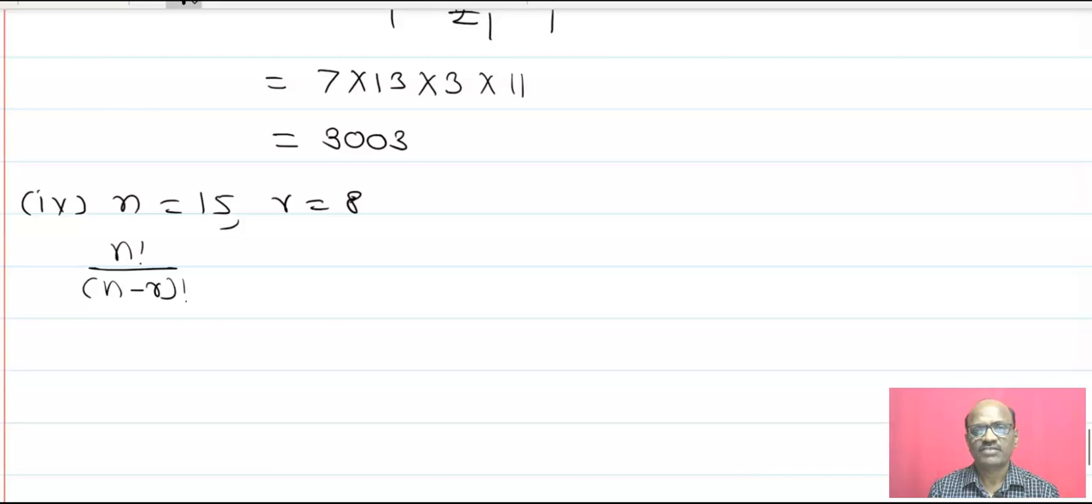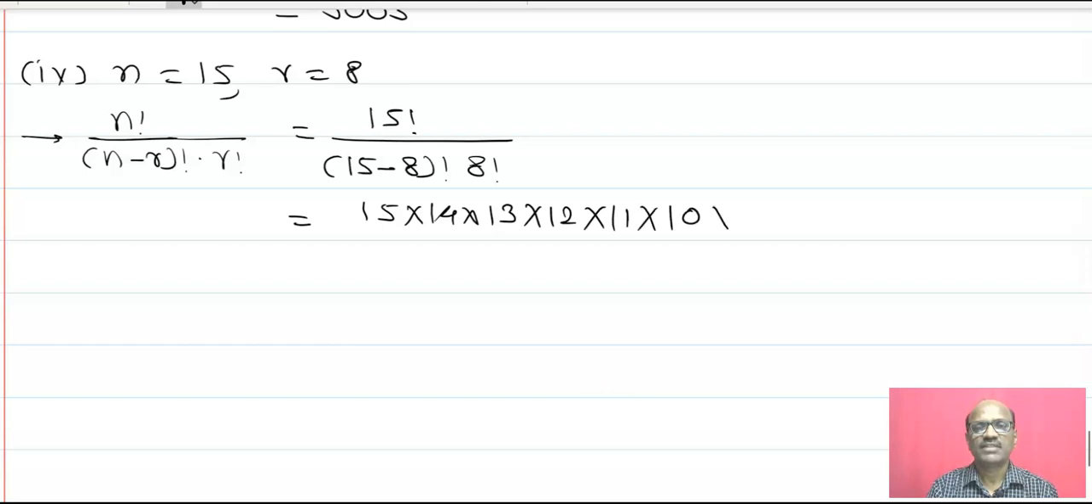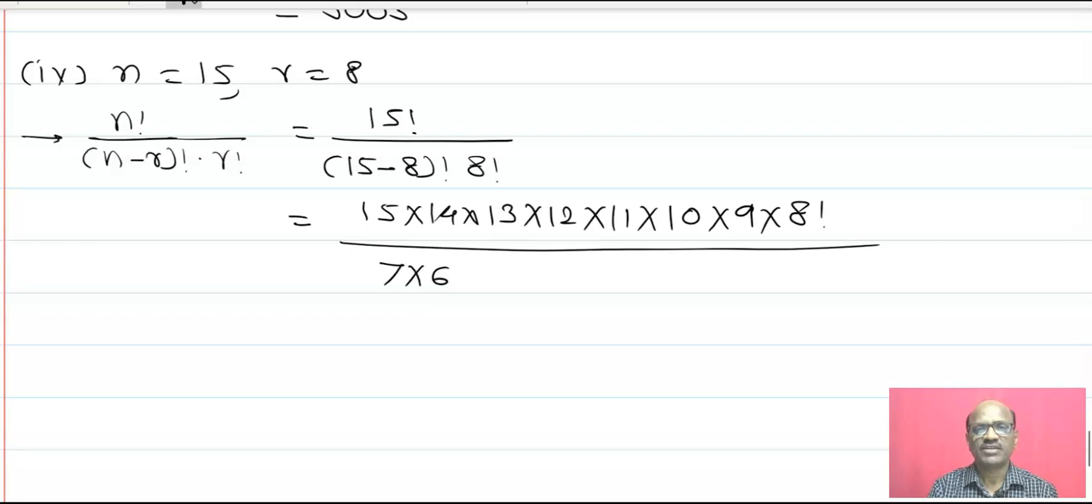Next, n is equals to 15, r is equals to 8. n factorial upon n minus r factorial into r factorial, that is equals to 15 factorial upon 15 minus 8 factorial into 8 factorial. 15 into 14 into 13 into 12 into 11 into 10 into 9 into 8 factorial upon 7 factorial into 8 factorial. 7 factorial can be written as 7 into 6 into 5 into 4 into 3 into 2 into 1. 8 factorial gets cancelled. Now you can simplify this.